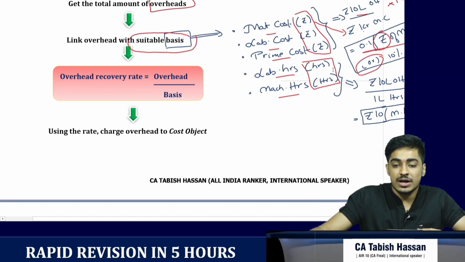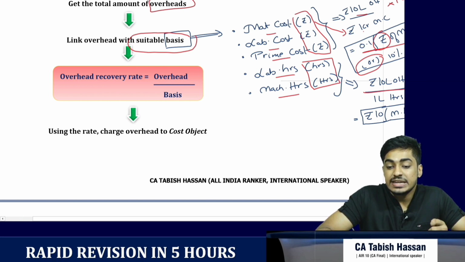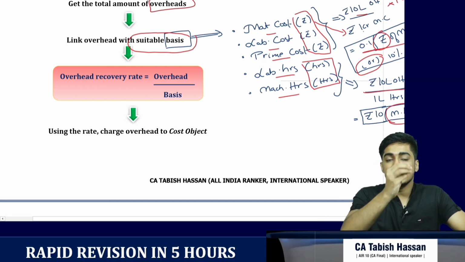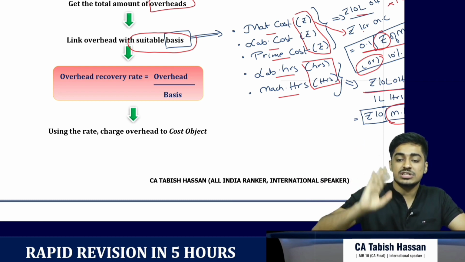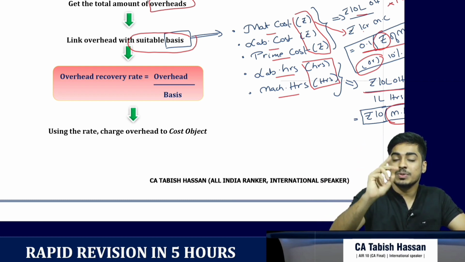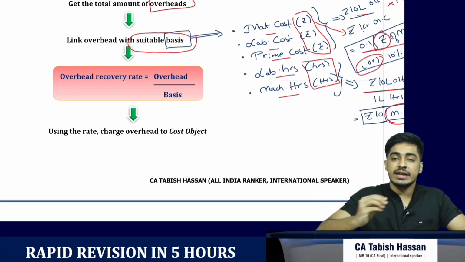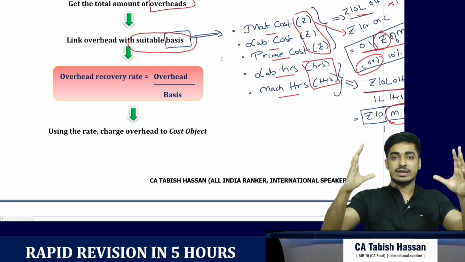Then when the basis is in terms of hours, say we have 10 lakh overhead and we are comparing it against 1 lakh hours, we get rupees 10 per machine hour. So when we compare against the rupee value, we get 0.1 per rupee of material, or 10% of material cost, either on a per rupee basis or percentage basis. And when we compare it with hours, we get the rate per hour. Okay, so we have the total overheads.